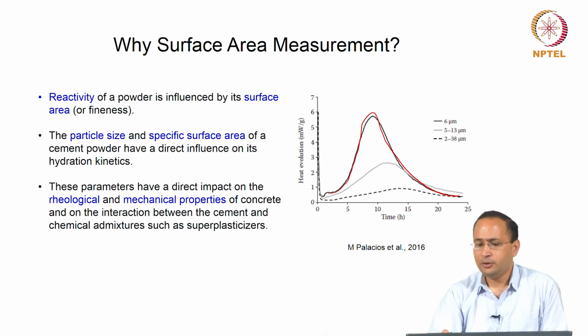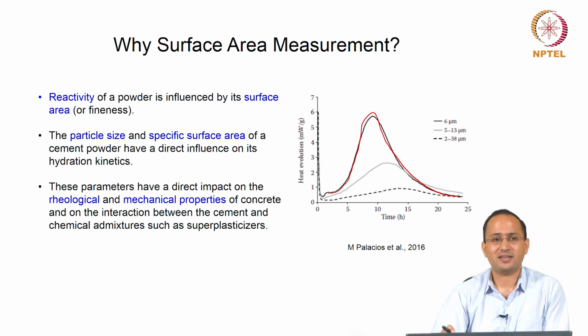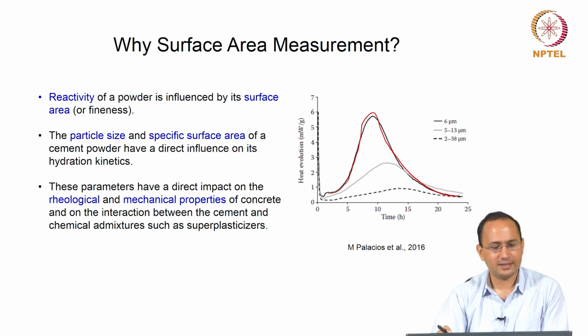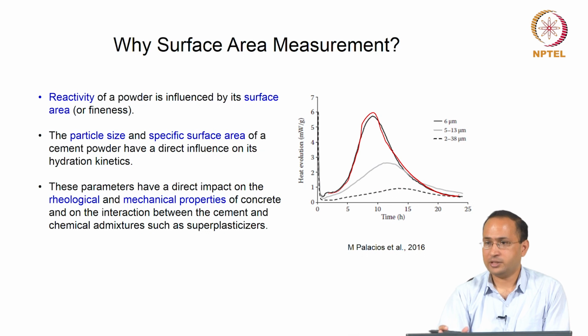So what does it tell you? That the size and surface area have direct influence on hydration kinetics. If it has direct influence, then it will also impact your rheological and mechanical properties, right. Rheological properties like the flow, for example, and mechanical properties, because this hydration kinetics will have a role on that. So these are for different sizes. So size range is around that.